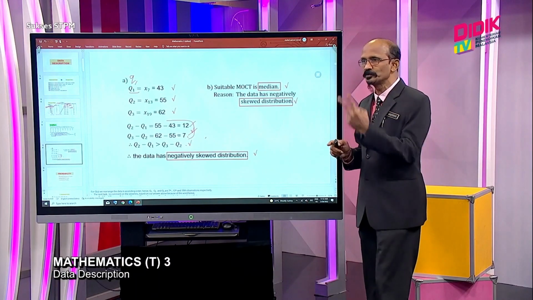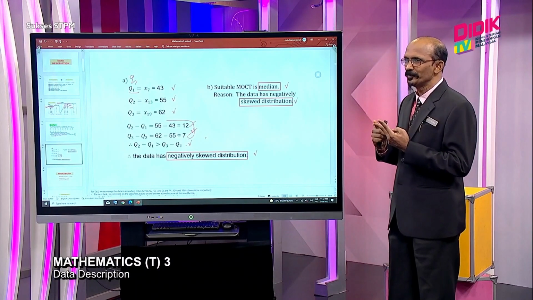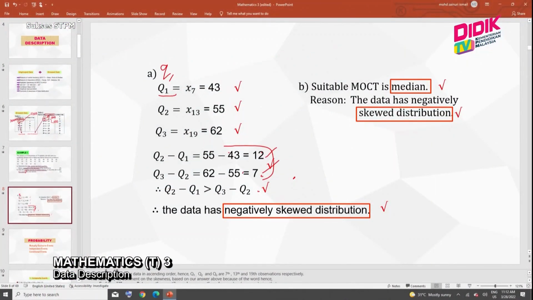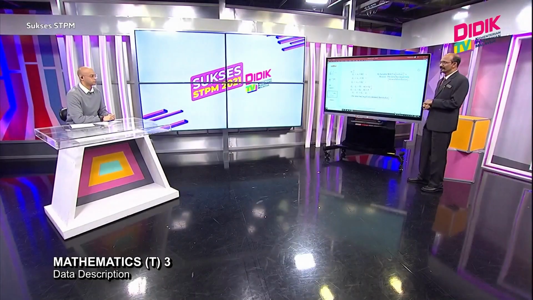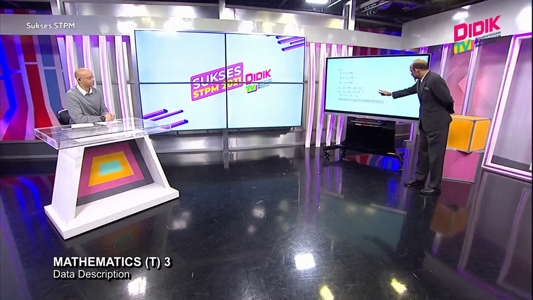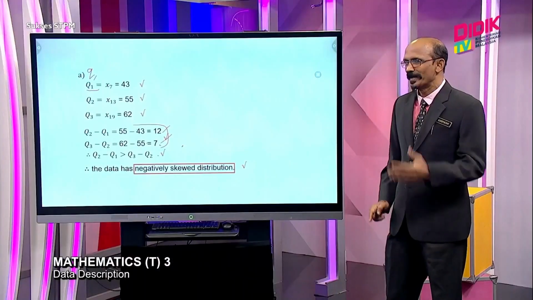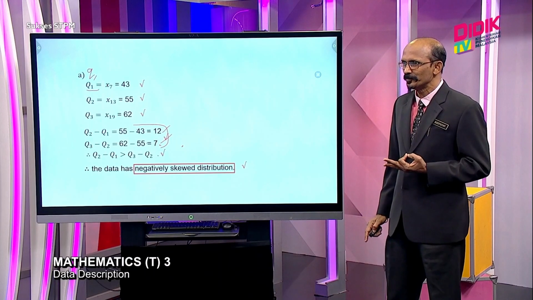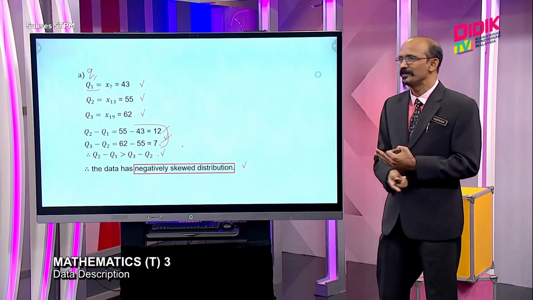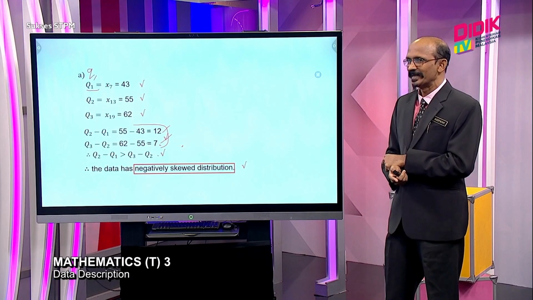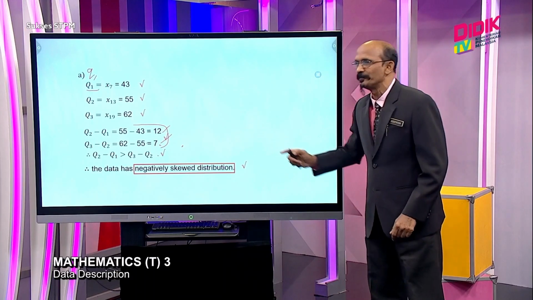Because skew means we have two types of skewness. One is positively skewed, another one is negatively skewed. So if you never write the word negatively, it might be positively skewed. So that would be the wrong answer. Now what about this statement over here? The data has negatively skewed distribution. If I do not put the word negatively there, can that be accepted? Listen carefully here. We have two types of skewed distribution. One is positively skewed, another is negatively skewed. What happens if you never put the word negatively? It might be positive also. That's why the word negatively there is very important.